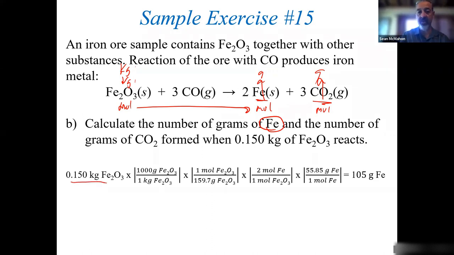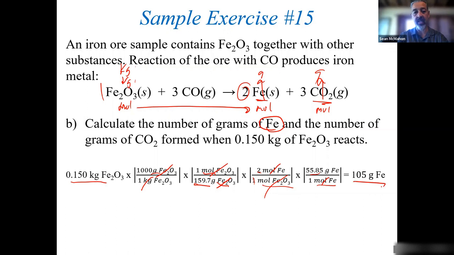0.150 kilograms of the iron 3 oxide. 1 kilogram is 1,000 grams. There's 159.7 grams of iron 3 oxide per 1 mole. Grams of iron 3 oxide cancel. Using the balanced equation, 1 mole of iron 3 oxide produces 2 moles of iron. That unit cancels. Go to the periodic table. 1 mole of iron is 55.85 grams of iron. Mole unit cancels. I'm left with grams.